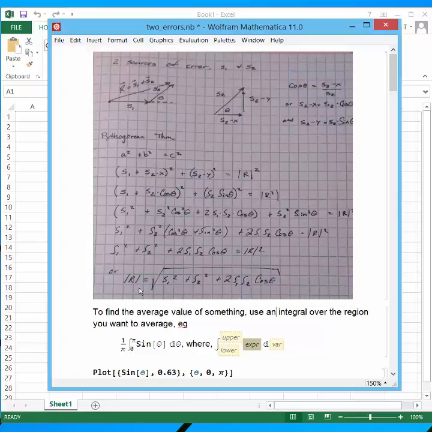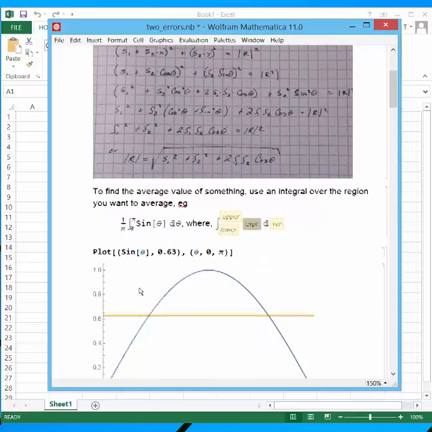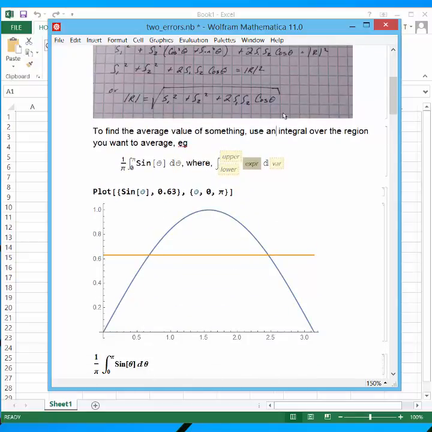How do you find the average value of an error? If you've studied Calculus 1 and you're in Calculus 2, here is method number 1. If you want to find the average value of something, just take an integral over a region and then divide by how long the region is. Here the blue graph is the graph of sine. If we want to find the average value of sine from 0 to pi, you can take the integral, which is a mathematical operation that finds how much area is underneath this graph, and then you divide by the region length.